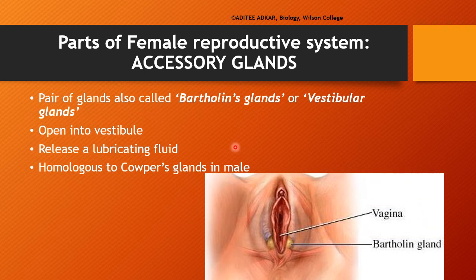The accessory glands of the female reproductive system is a pair of glands known as the Bartholin's glands or the vestibular glands. This is the pair of vestibular glands. These glands open into the vestibule and release a lubricating fluid. These glands are homologous to the Cowper's or bulbourethral glands in male.